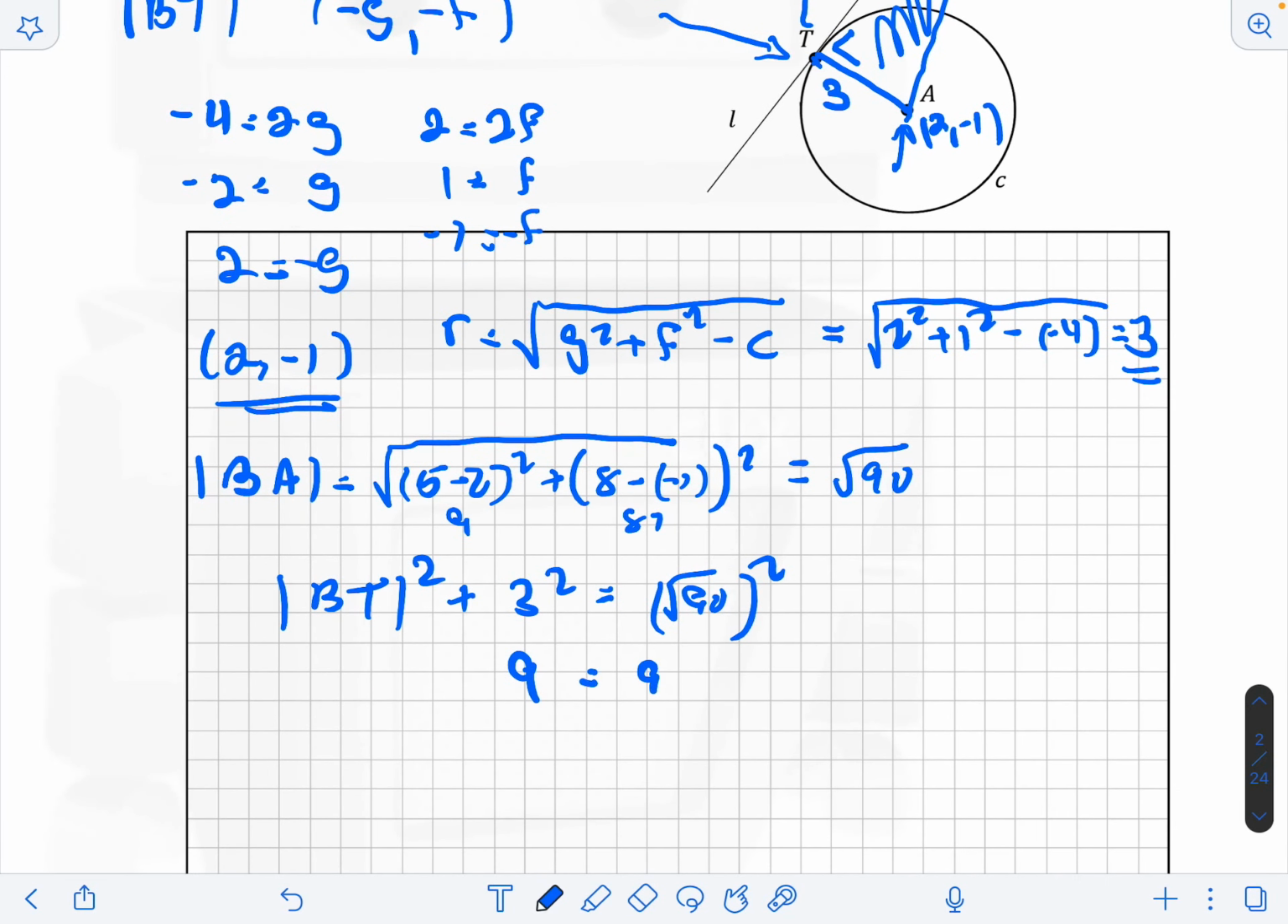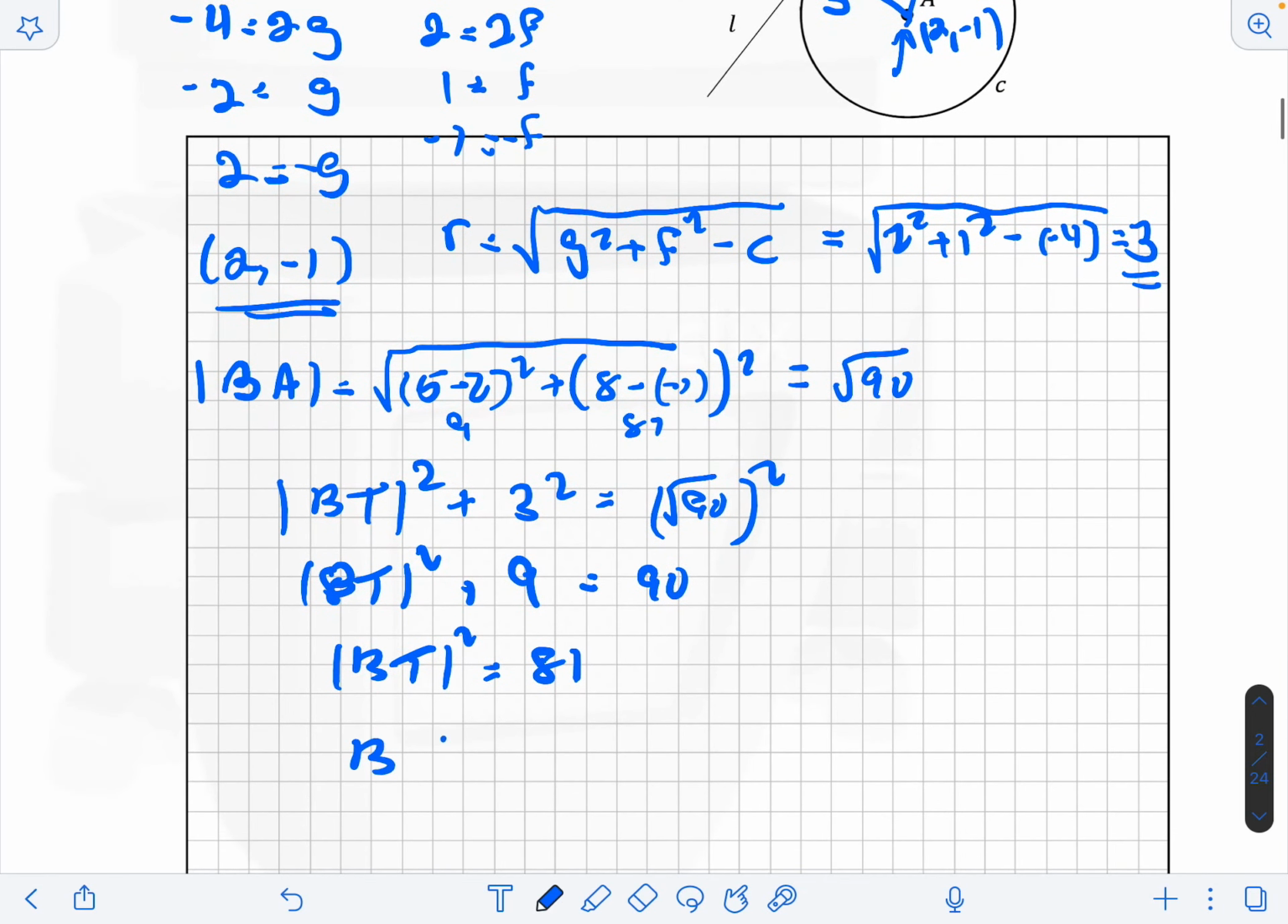So this is 9, this is 90, and that's BT. Sorry, this is bad handwriting. So BT squared equals 81.